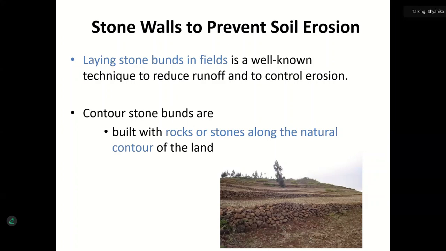Then the other method is to prepare stone walls to prevent soil erosion, right? What we are doing is, along the contour lines, we make some stone bunds in the field against the slope. Along the contour lines, we can use rocks or stones along the natural contour line.